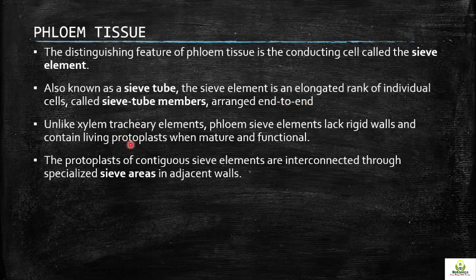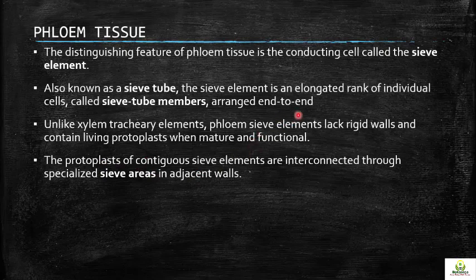So unlike the xylem tracheary elements, phloem sieve elements lack rigid cell walls. These are the differences between the xylem and the phloem. The xylem has rigid cell walls, but the sieve tube cells, which are the major transportation cells, have thin cell walls, and they also contain living protoplast when mature and functional, but when they are non-functional, immature or in the developing stage, this can be checked. So the protoplasts of the contiguous sieve elements are interconnected.